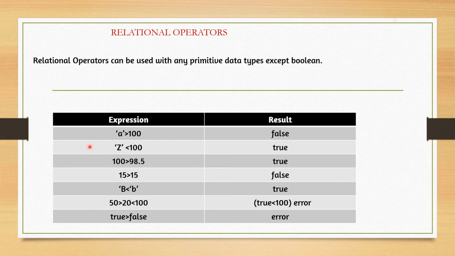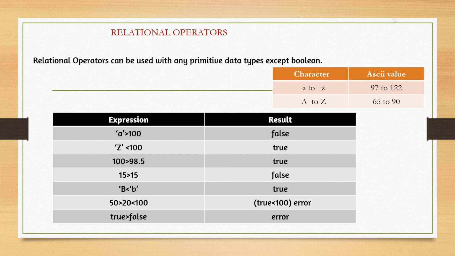Here we can see small a greater than 100. We have to check the ASCII code here. Small a to z is 97 to 122. That means the value of small a is 97, and 97 is not greater than 100. The answer is false. Next, capital Z less than 100. Capital letters are 65 to 90, that means capital A is 65, capital B is 66, like that. Capital Z is 90. So the answer is true, since 90 is less than 100.